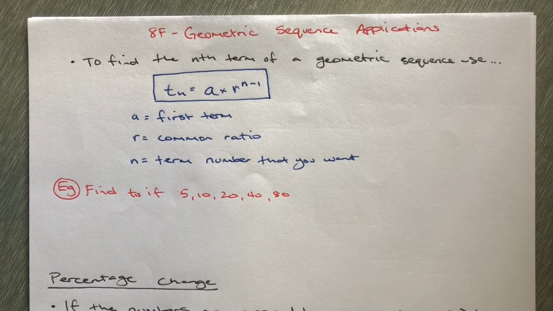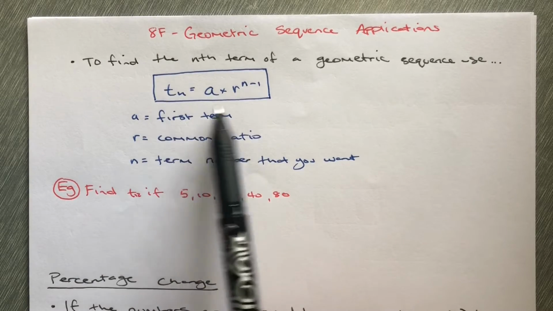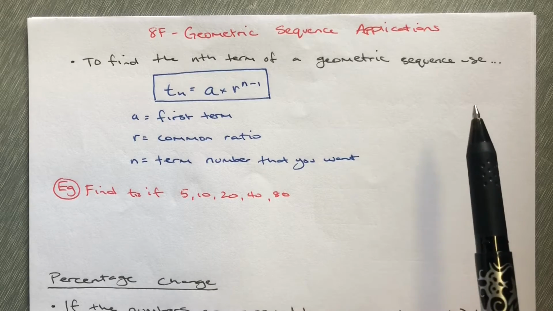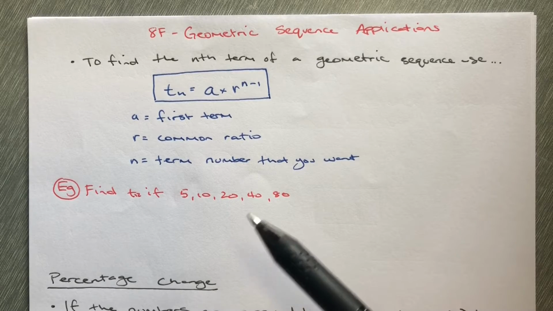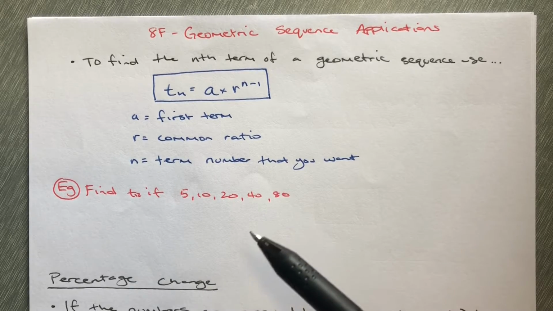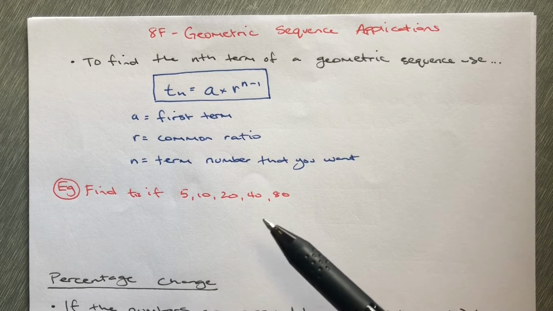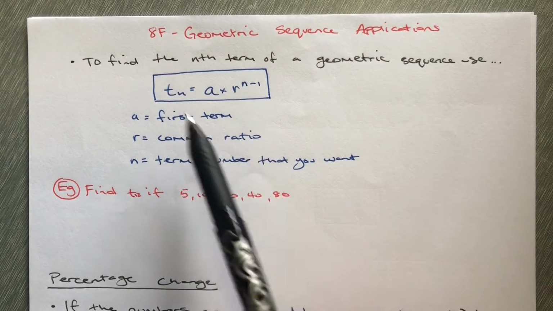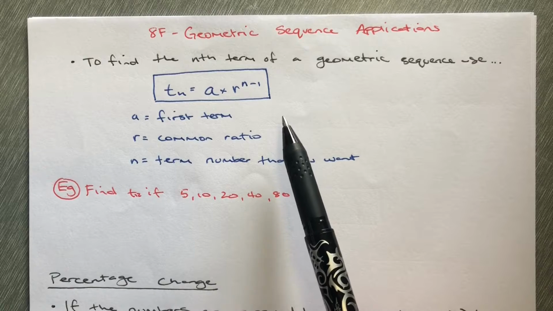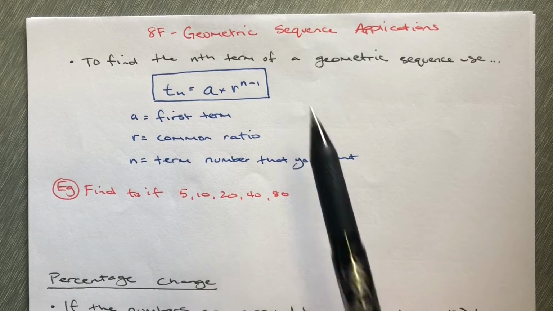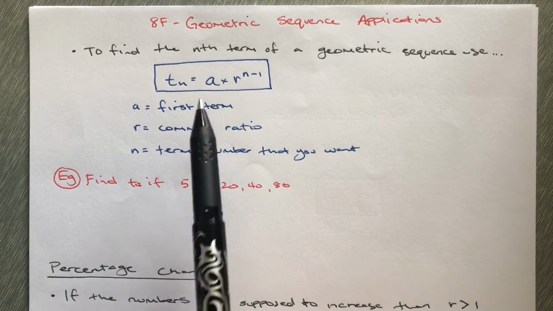Alright guys, now we're up to 8F, where we actually use geometric sequences to solve problems that relate to things that happen in real life. Before we look at a couple of those problems though, I want to look at how to use this rule to find the nth term. I keep saying it: if you want to find the 100th term, n would be 100. If you want to find the 70th term, n would be 70. The reason we have this is it'll take a long time to get up to those terms. So again, here's our rule.